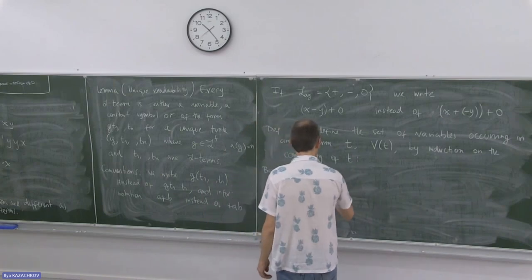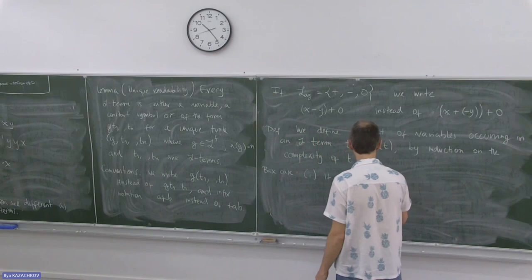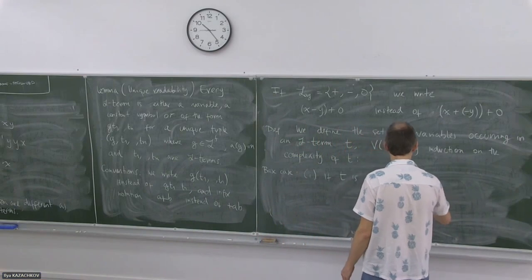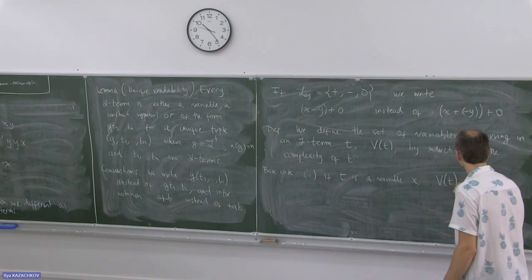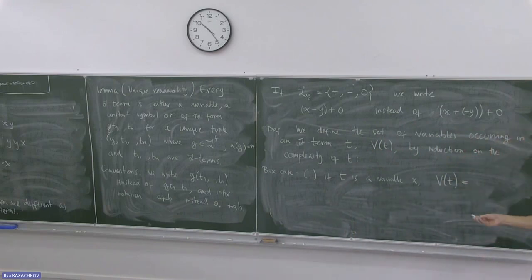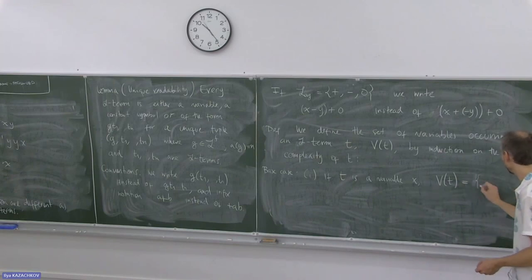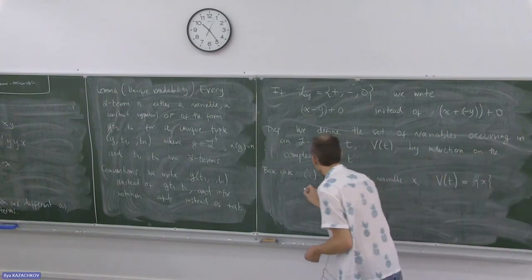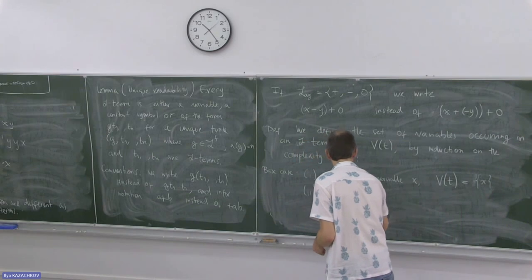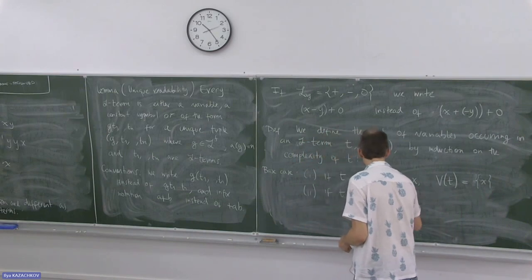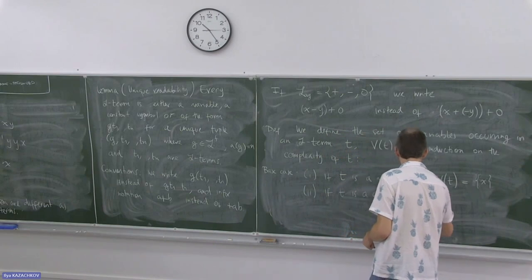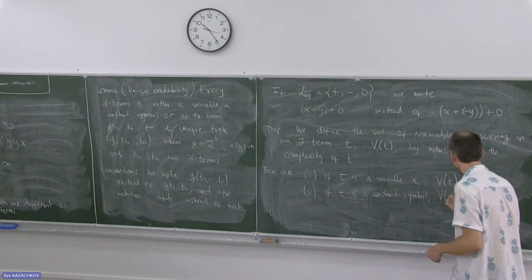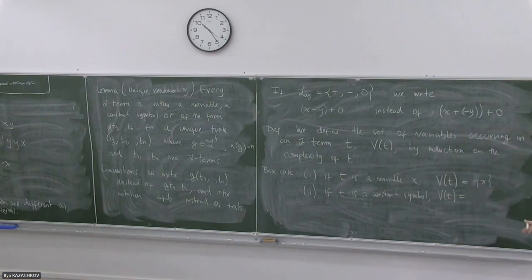Part one: if T is a variable X, then we define the variables occurring in this term. Well, it should definitely be the set just X, the only variable occurring in this term, as the term is simply one variable. If T is a constant symbol, then what do you think? How should we define the variables occurring in T? Empty, right? It has none.